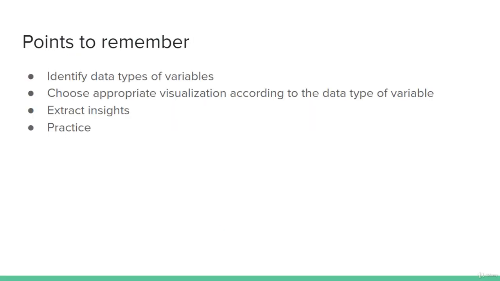So the points to remember and take away from this lecture are that the first step is to identify the data types of every variable, and after that you have to choose the appropriate visualization according to the data type of the variable. After plotting, you will study the distribution and then extract insights, and you have to keep on practicing so that you can further understand. With practice and experience, just after plotting and looking at the distribution, you can extract insights and come to conclusions, which is rather good.